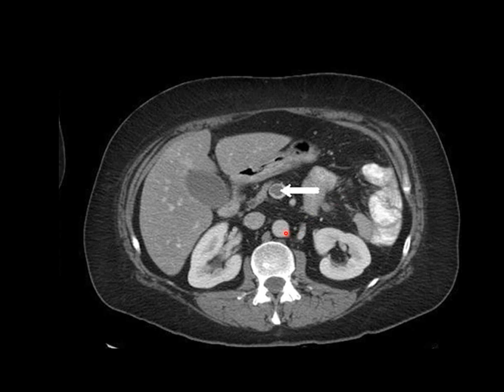Here's the abdominal aorta. Here's the inferior vena cava. Here is the superior mesenteric artery. And there's the clot sitting in the superior mesenteric artery.